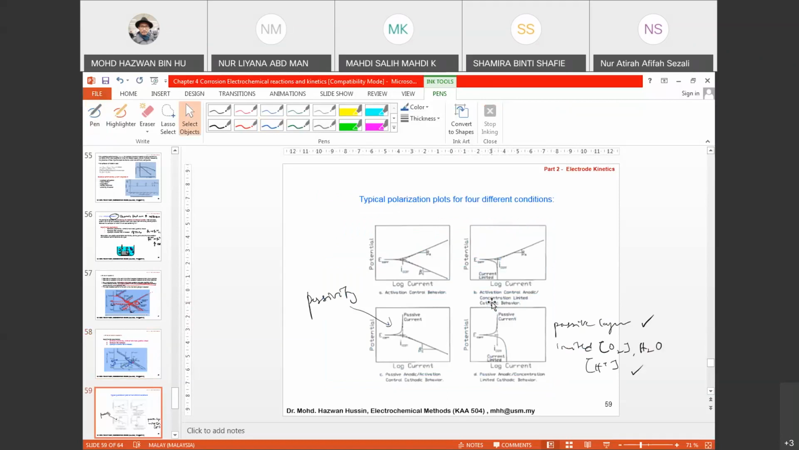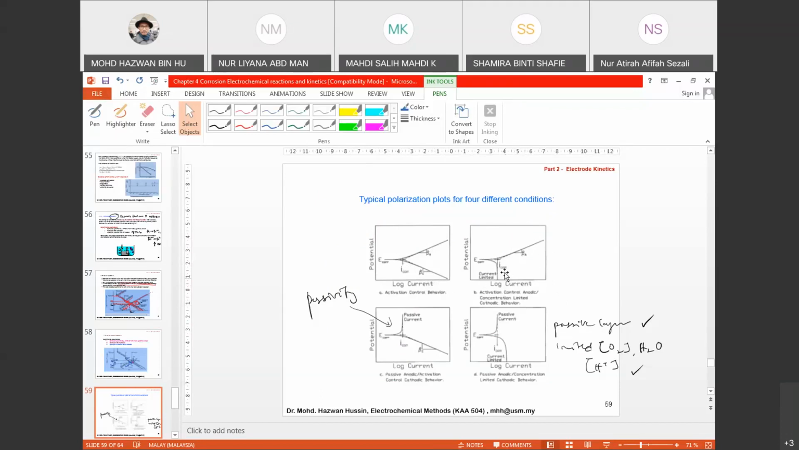Okay, so the typical polarization plots that you can observe are, first, an active process where you have active oxidation and active reduction. The plot is like this. You can also have activation control at the anode and limited current density at the cathode. So you have active at the anode and limited current density at the cathode.